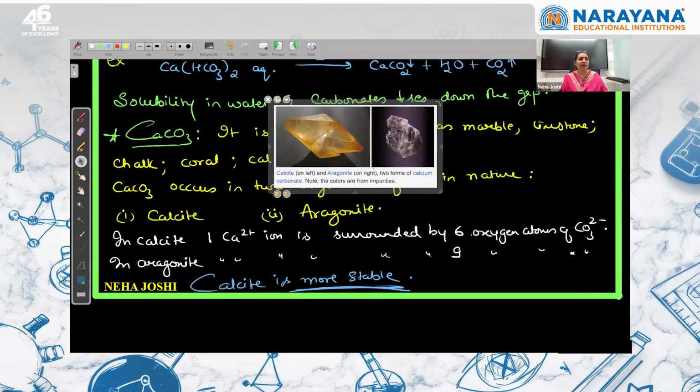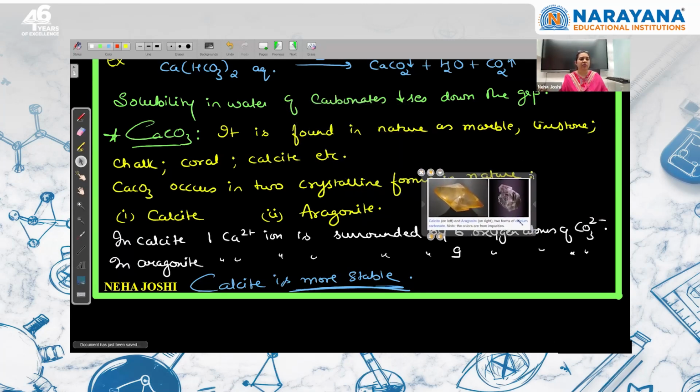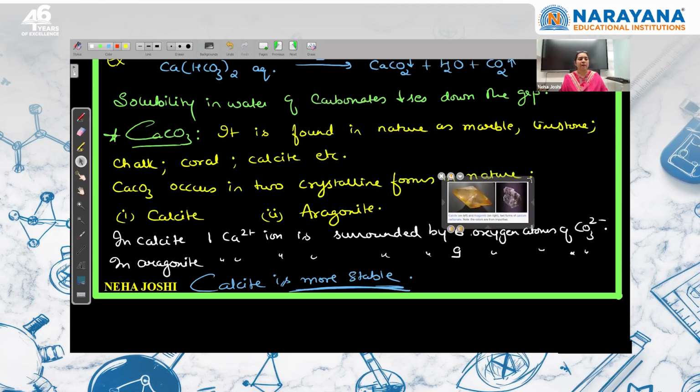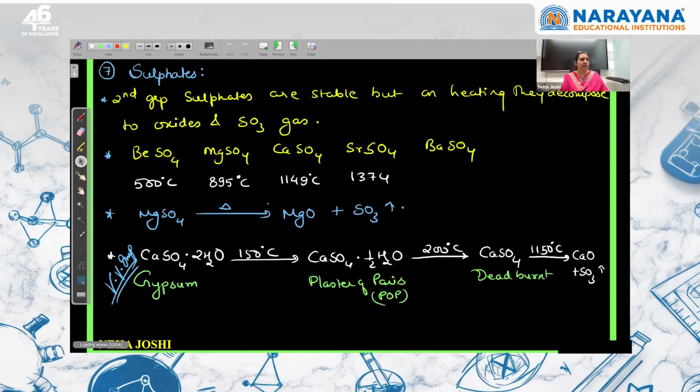When observed in elements, you call it allotropy. When you observe it in compounds, we specifically use the word polymorphism. So the two polymorphs of CaCO3 are calcite and aragonite. Out of the two, remember calcite is more stable. This orangish one is more stable. Clear? Rest all we have done.